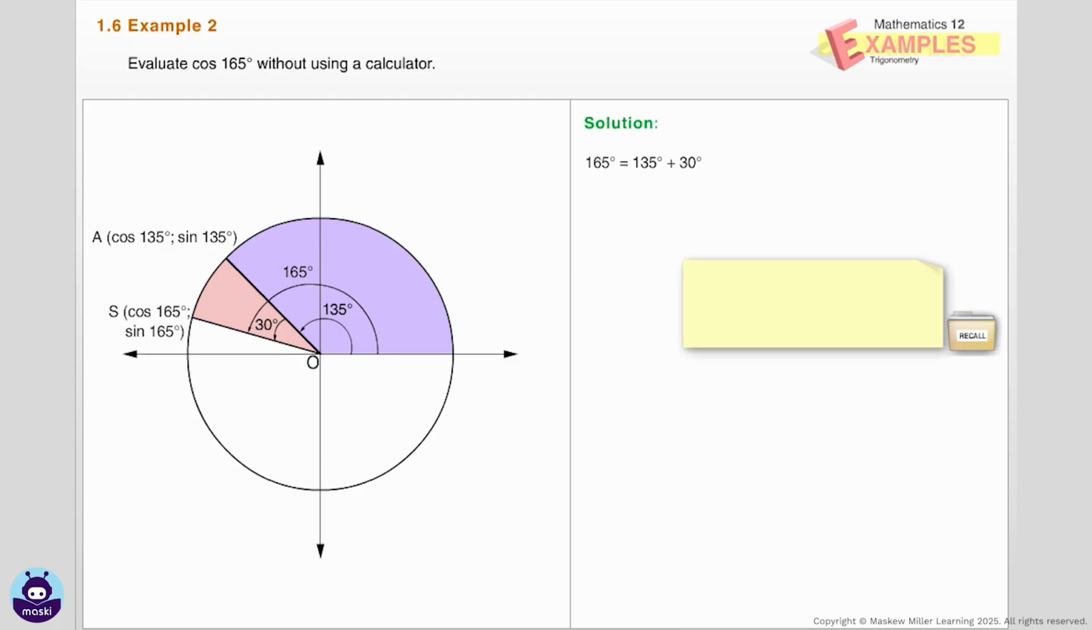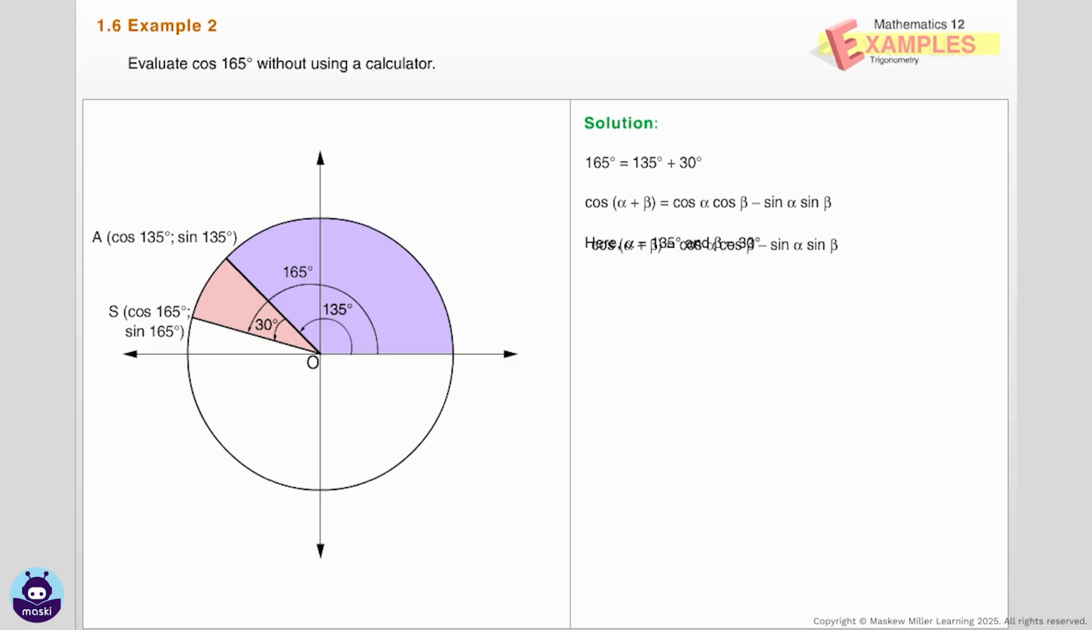We can find cos 165 degrees by using the compound angle identity for cosine. Cos alpha plus beta equals cos alpha cos beta minus sine alpha sine beta. Here, alpha equals 135 degrees and beta equals 30 degrees. Cos 135 degrees plus 30 degrees equals cos 135 degrees cos 30 degrees minus sine 135 degrees sine 30 degrees.